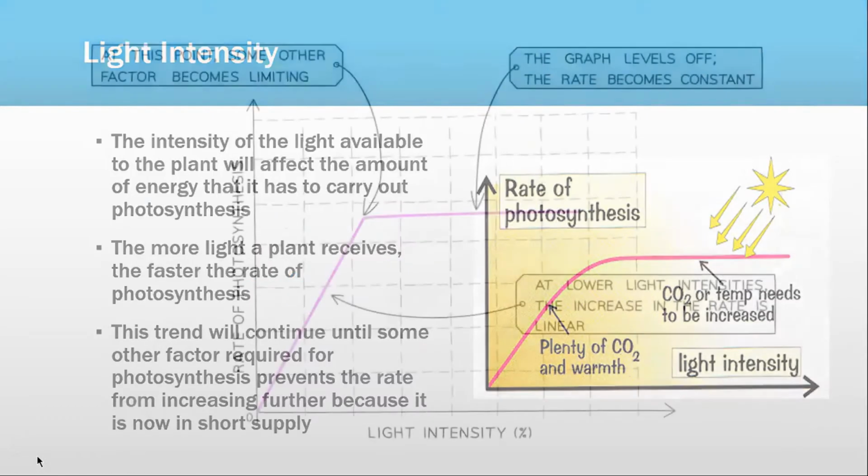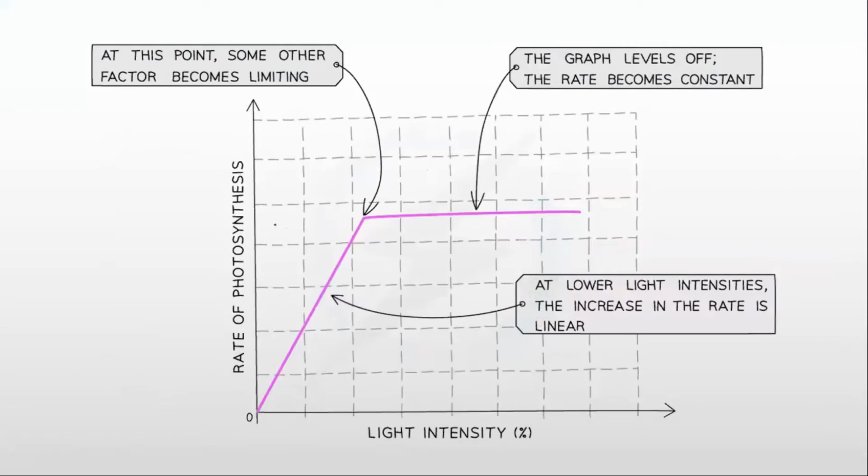For example, we have a graph again, with rate of photosynthesis on the y-axis, light intensity on the x-axis. This is the rate of photosynthesis. These are stage 1, then we have stage 2, and then stage 3. At lower light intensities, the increase in the rate is linear. Of course, it's neither a slower rate nor a faster rate. It's a normal, linear, constant increase, because we have low light intensities at the moment. Now, the second part, at this point, some other factor becomes limiting.